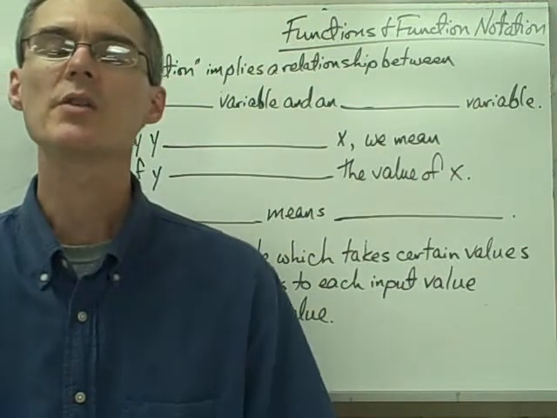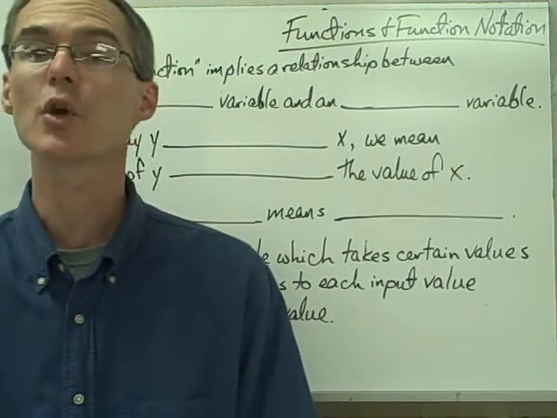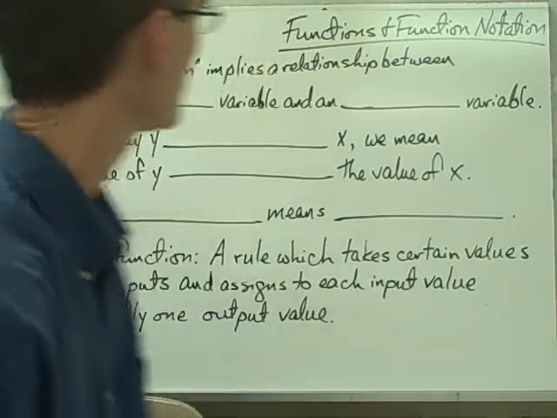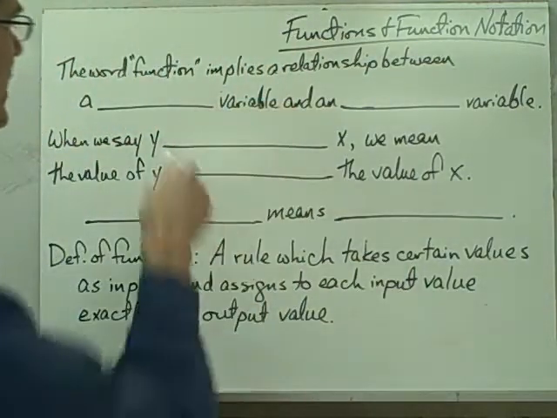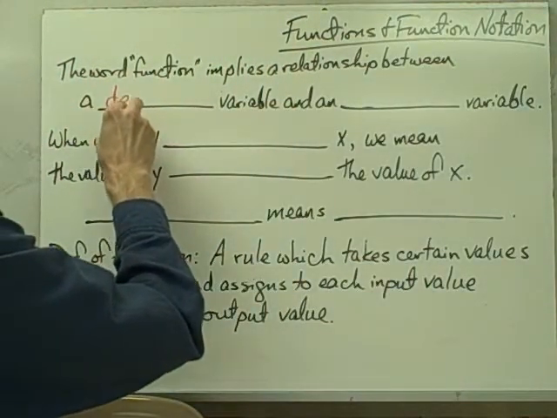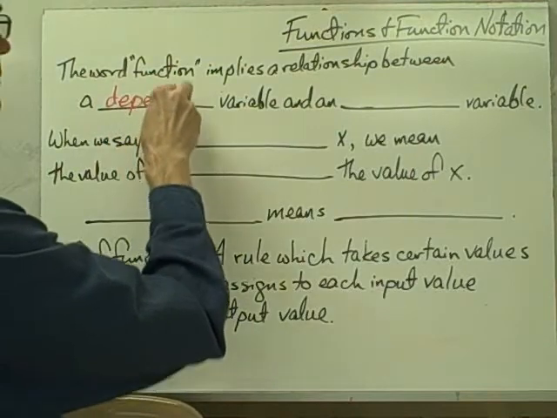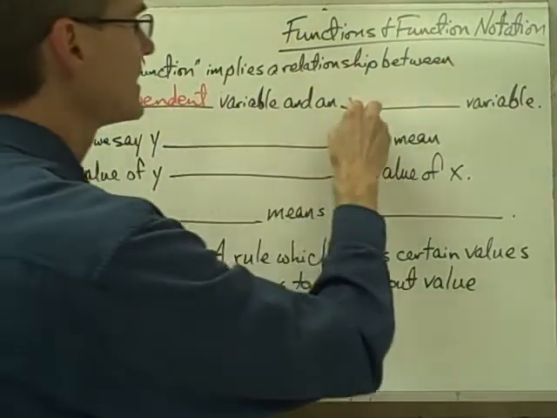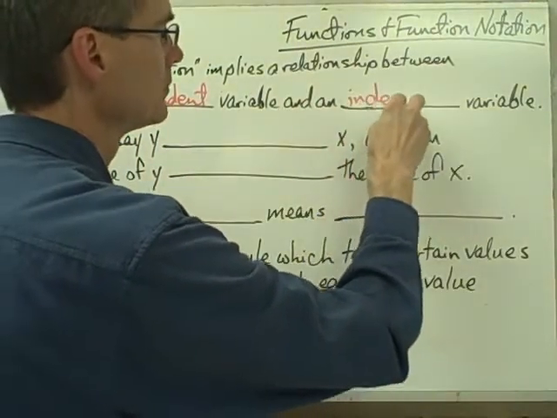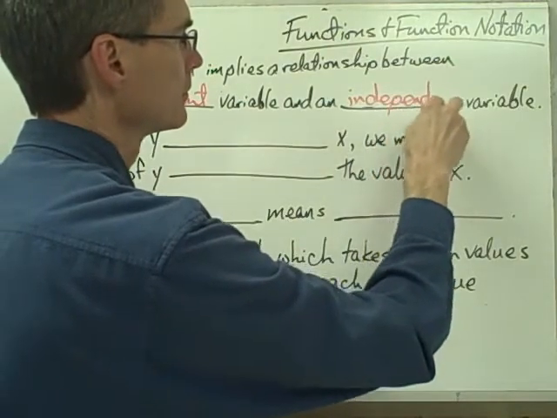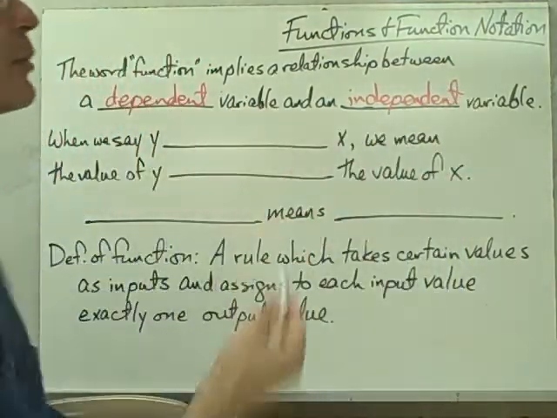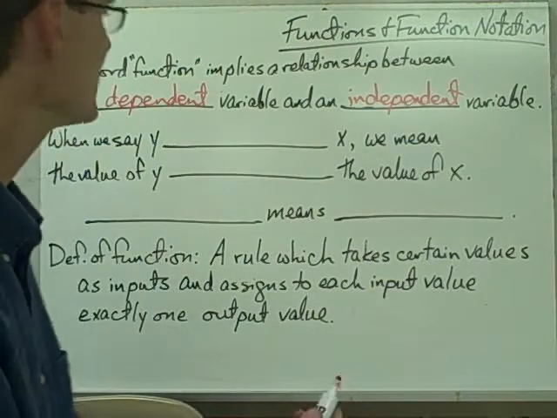Okay, this video is on functions and function notation. Now, the word function implies a relationship between a dependent variable and an independent variable. We say that the dependent variable depends on the independent variable.